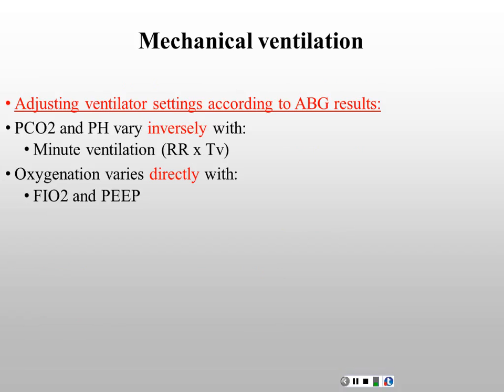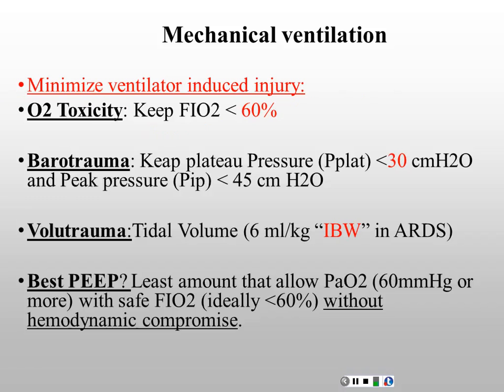Two things. When you ventilate a patient, you target a normal or baseline pH and carbon dioxide, and you target oxygenation. Looking at the pH and carbon dioxide, they have an inverse relation with the minute ventilation. Minute ventilation is the respiratory rate multiplied by the tidal volume. If you go up on your respiratory rate, your carbon dioxide will go down. If you go up on your tidal volume, your carbon dioxide will go down as well. Oxygenation depends mainly on two things, the FiO2 and PEEP. Increasing your FiO2 and or your PEEP will improve your oxygenation.